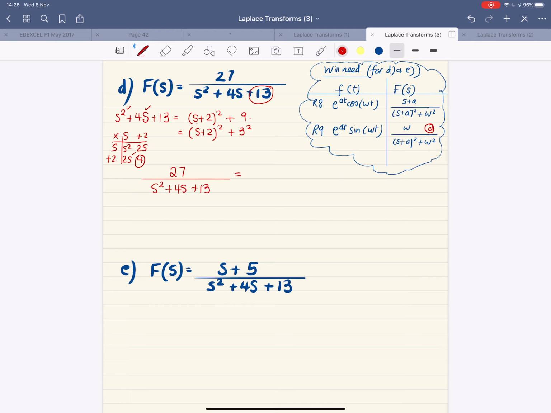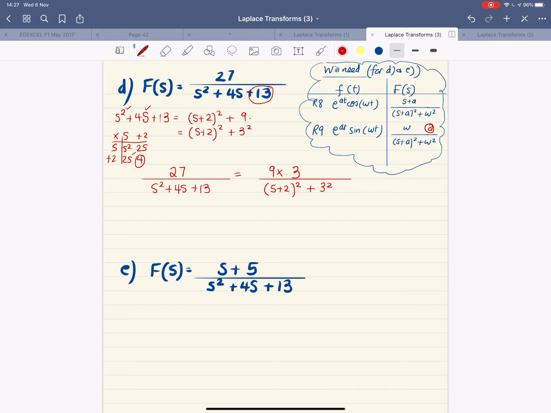We need a 3 on the top, because we've got 9 there, which is 3 squared, so we need to have 3 there, divided by (s plus 2) squared plus 3 squared. Okay, so that's in this form. But in our original one we've got 27 on the top, so this is actually 9 times 3. There's 27 there.